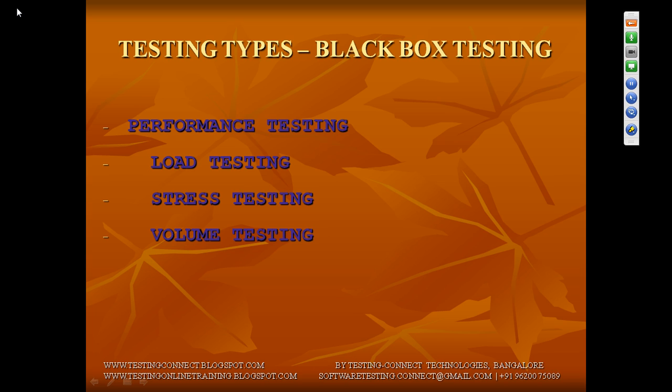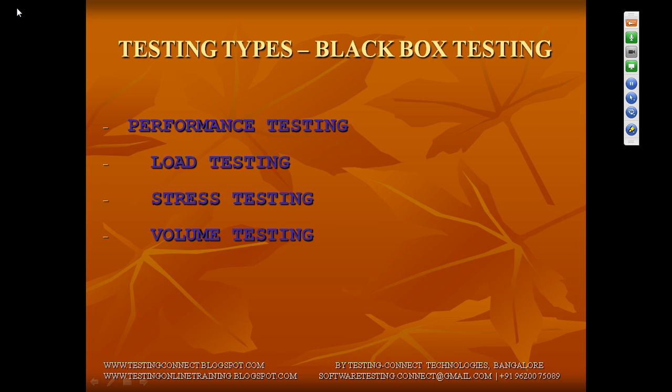Let us suppose we are working for one application. Customer expected load is 10,000 users. If your application is able to be accessed by 10,000 users, that is nothing but like load testing. Okay, if you test for 10,000 users for that application and your application performance is pretty good, your application is accessible, that kind of testing you can consider as load testing.